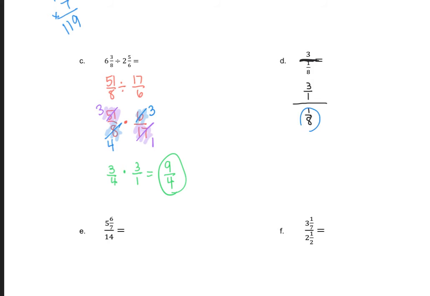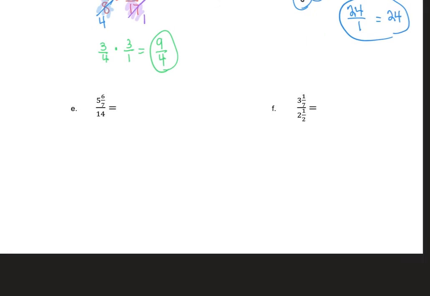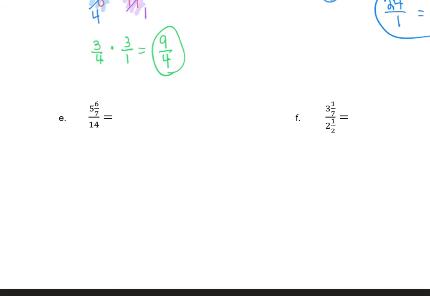So I'm going to bring the bottom one up and flip it. So I have 3 over 1 times 8 over 1. Because I have multiplication now, and I have 8 over 1 because I flipped it. So I have 24 over 1, or just 24. Both are appropriate answers.